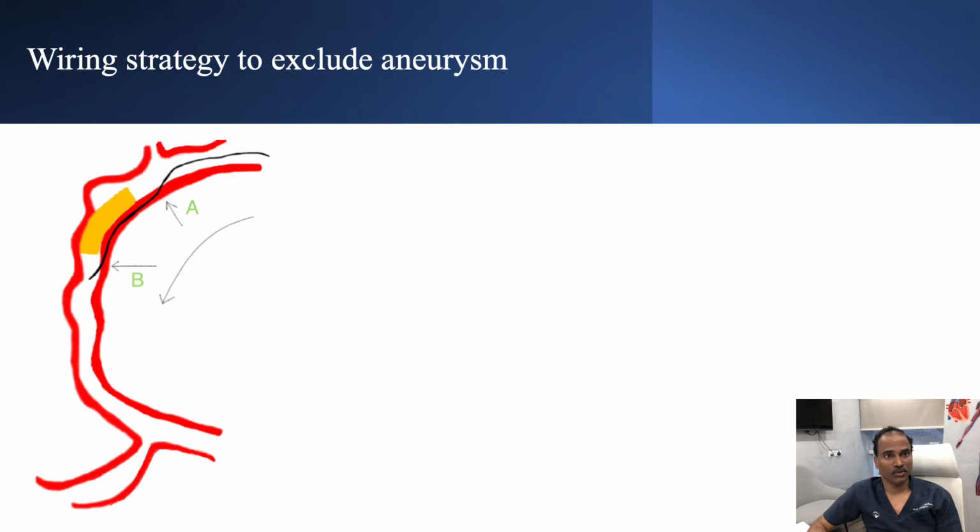So if we look at different wiring strategies to exclude this pseudoaneurysm sitting close to the proximal cap, this is a CTO and this is a side branch. So what we can do is we can take your antegrade wire into subintimal space here, juxtaposing aneurysm, and then re-enter into true lumen and shift this entire flap as well as plaque onto aneurysm to close it. So this is one option.